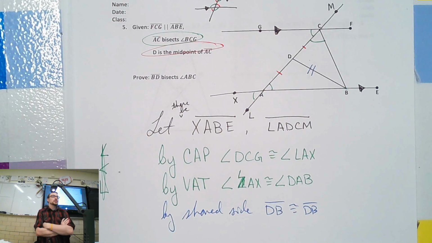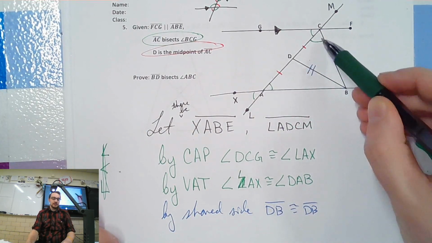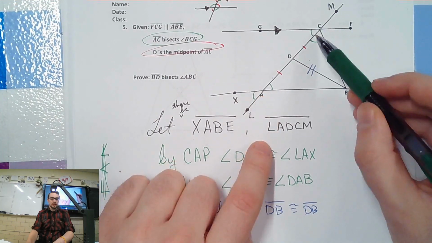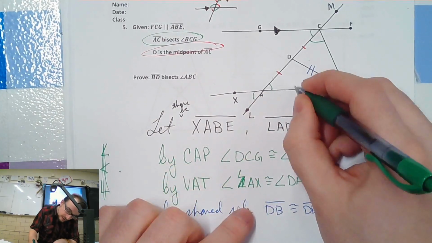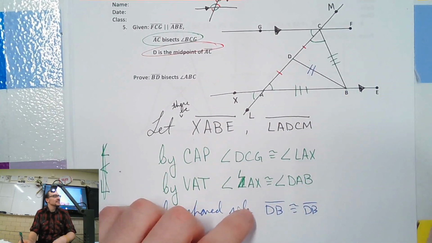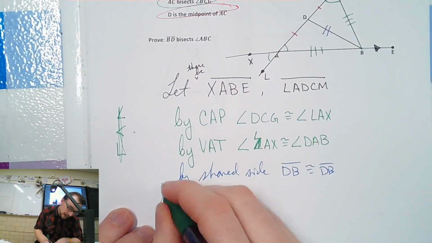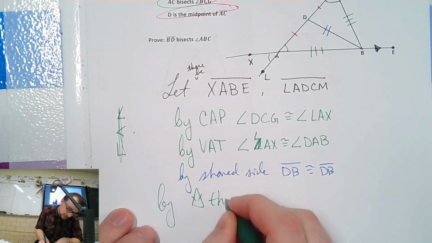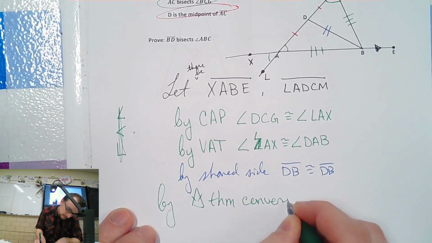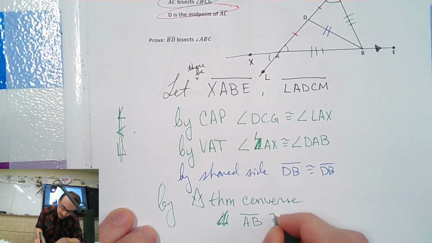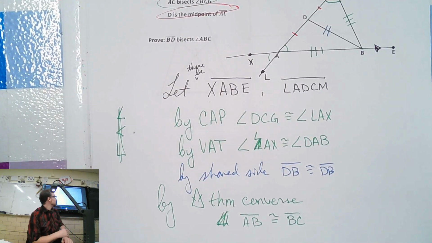Don't forget to look at the big picture. So isosceles. You see them? Isosceles, right? The big triangle, two matching angles. So two matching sides. You see it now? That's the converse where we have the angles and it gets us the sides. So by isosceles triangle theorem, converse, sides AB and BC are congruent. And now we've got enough information.